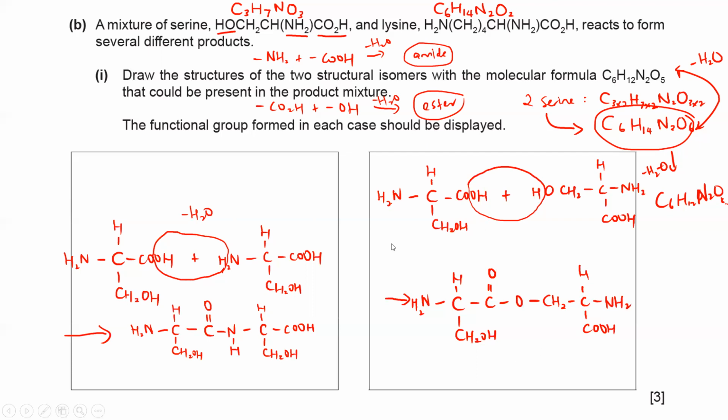Okay, so right now I have the structures of the two structural isomers with the molecular formula of C6H12N2O5, because water is the side product. Now again, in the exam, you need to show the structures of the final product. Now let's go to part B2.